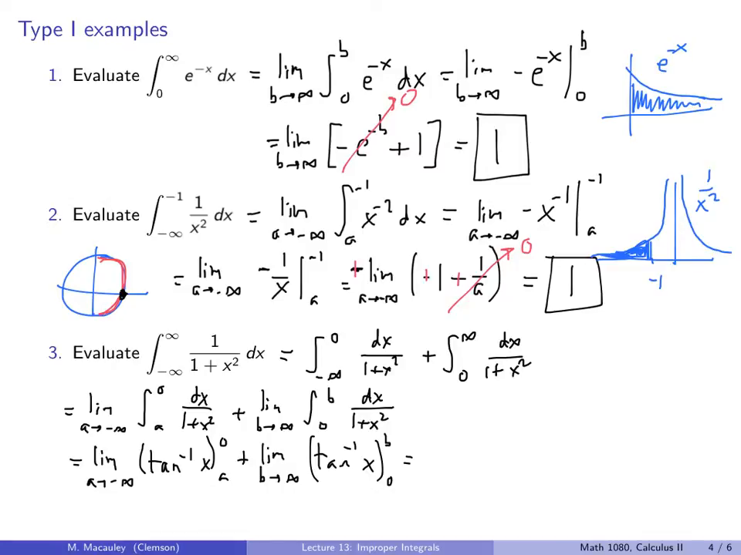So plugging this in, first one, we're going to get 0 minus, ooh, I forgot to put the limit there. So this is the limit as a goes to infinity of 0 minus inverse tangent of a, plus the limit as b goes to infinity. Oh, the first one should have been negative infinity. You see that's a negative sign? Of inverse tangent of b minus 0.